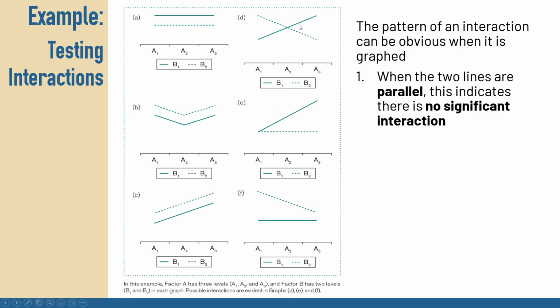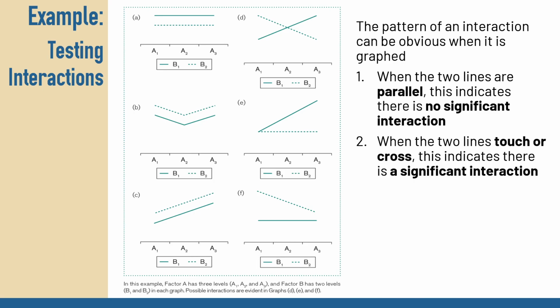Whereas an interaction means that if the lines cross, then there is possibly a significant interaction. It's not a guarantee, so I want to be careful with how I express this.